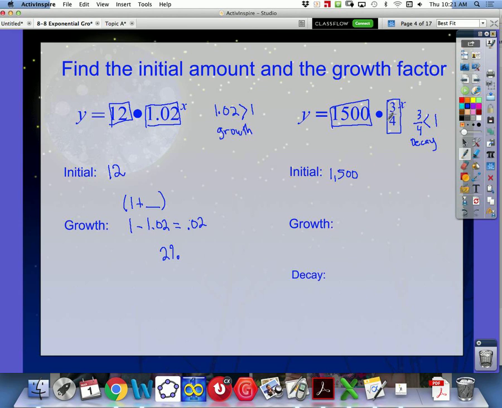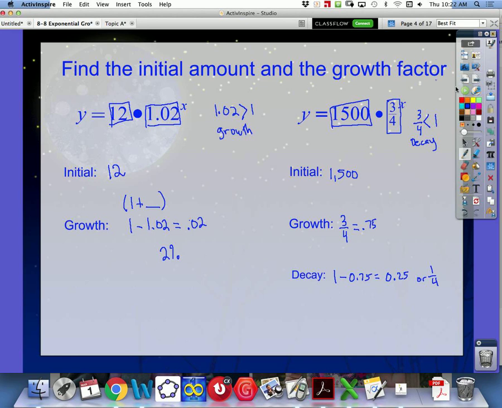And now this is where we have to be careful. The number in this equation is actually the growth factor. So every time it changes, it keeps 3/4 of itself, or 0.75. So if I want to know how much it's decaying by, I need to subtract that from 1. And that means the decay factor is 0.25 or 1/4. So you have to make sure you're paying attention to the difference between the two.